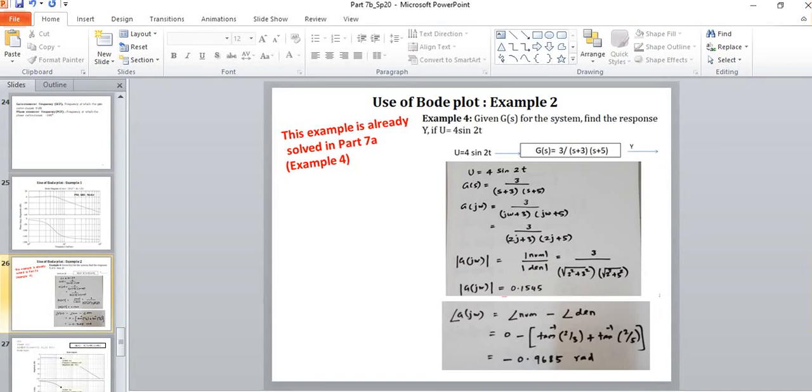Let us see the use of a Bode plot for example 4, which was done in part 7a. This example we already solved by hand calculations in part 7a. This is the screenshot of this problem. The question said, if you have an input of 4 sine 2t and the transfer function is given to you, what will be the response or output? We did the calculations by hand and found that the gain was 0.1545 and the phase was minus 0.9685 radians. Now we will check these numbers using the Bode plot.